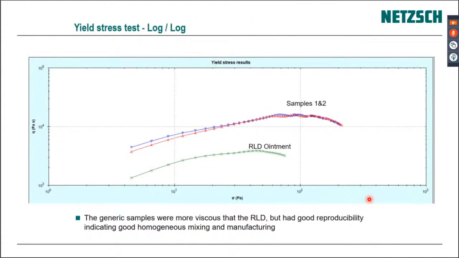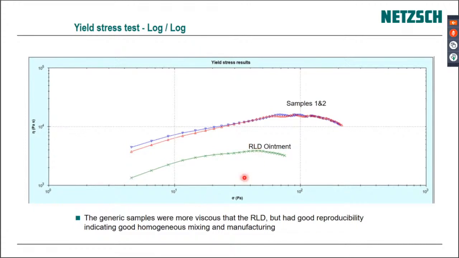Here's the yield stress result. So again, you can see that the generic formulation in this case had a higher yield stress. So in this case, what we do is we're applying a stress ramp and seeing the stress increase and increase and increase with time. And then there's a peak of stress, of viscosity rather, at a certain stress, and this is called the yield point. And say here it would probably be around about 80 pascals. And then the reference listed drug has a yield stress of about 45 pascals.